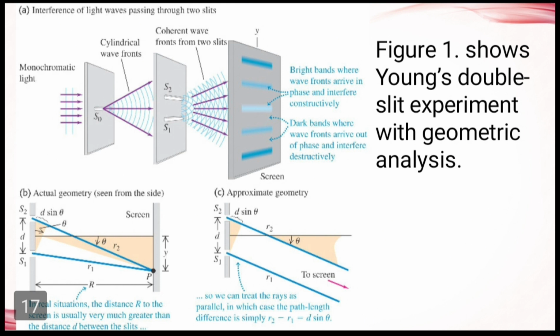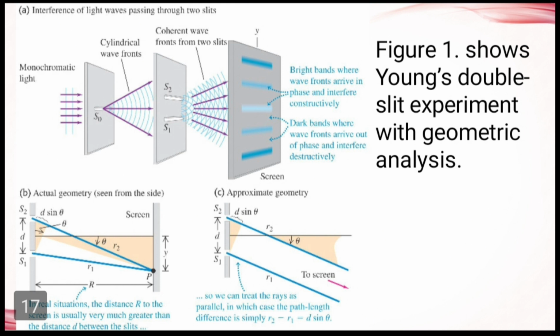Figure 1b is the geometric analysis of the light waves passing through two slits. The first picture shows the actual geometry seen from the side, and in reality, the distance to the screen is usually very much greater than the distance between the slits.